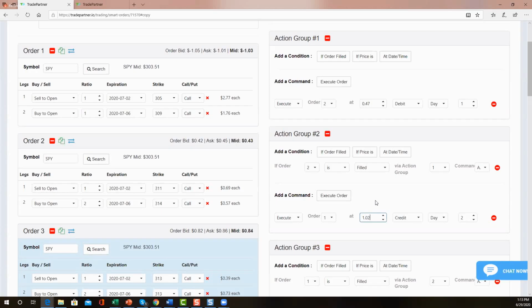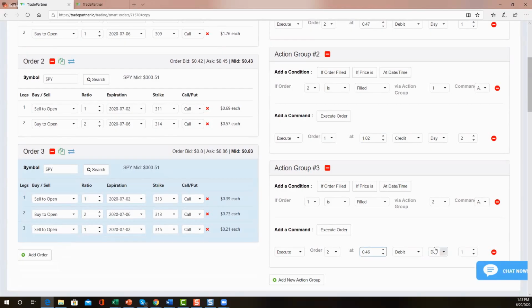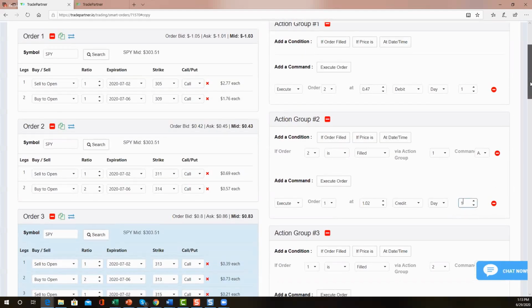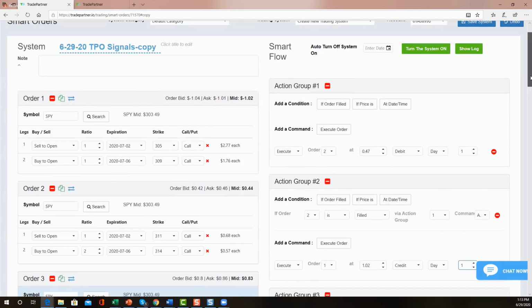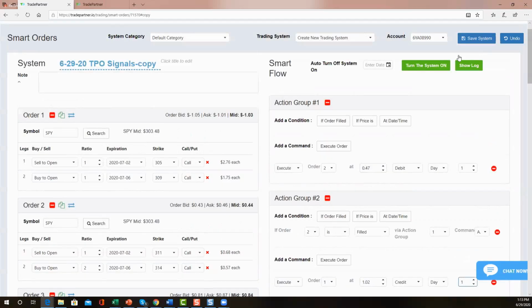Let's go 102. And then we'll go 47 on the second one as well. All right, so this one puts the one bullish followed by one bearish neutral followed by another bullish. So make sure that if I get filled on my bullish and then I don't get filled on my bearish, that I'm only risking $47 to the downside.